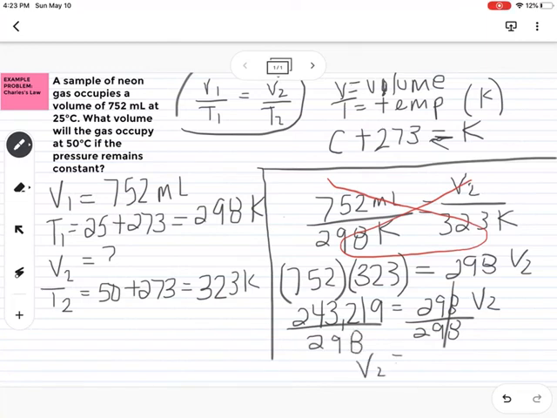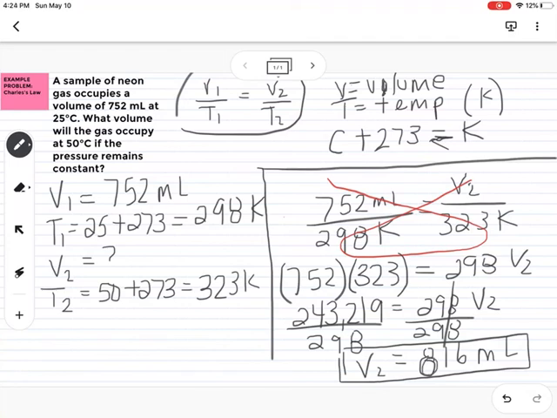And then when I divide, my answer should be 816 milliliters. Okay. As you can see, the temperature went up, which means that the volume also went up.